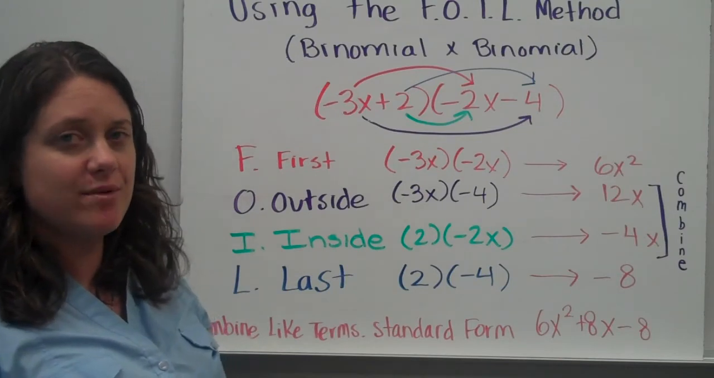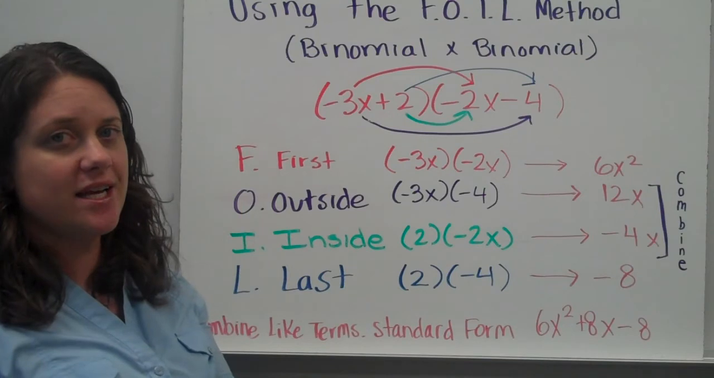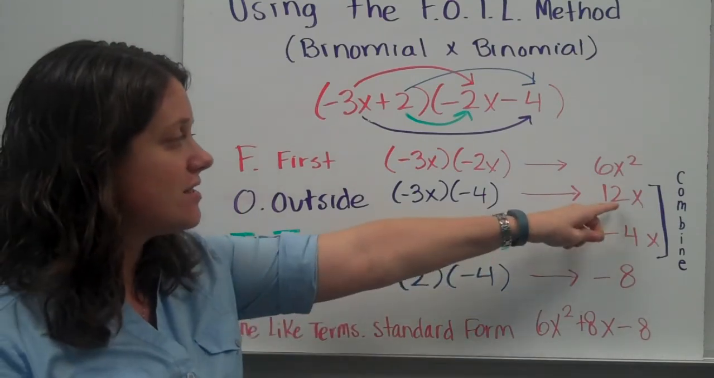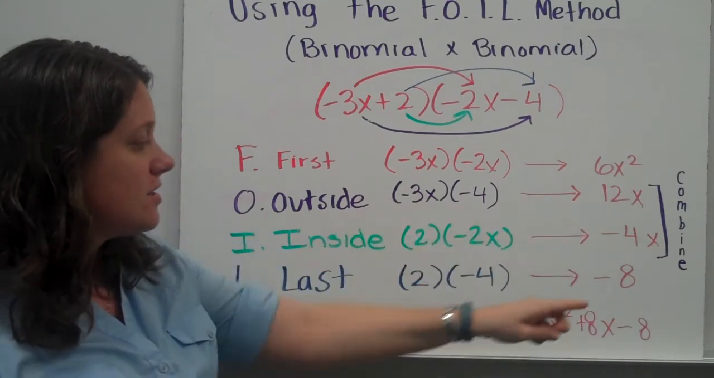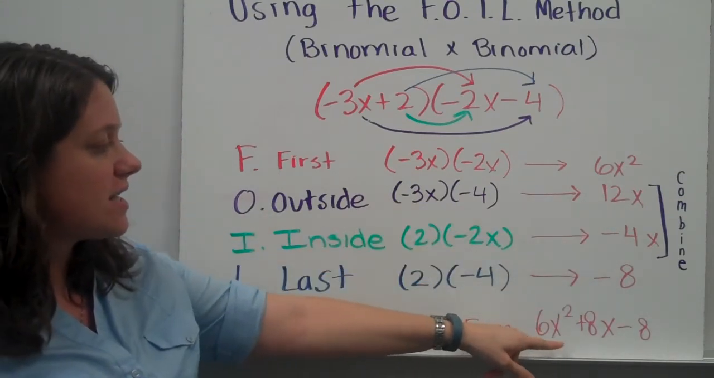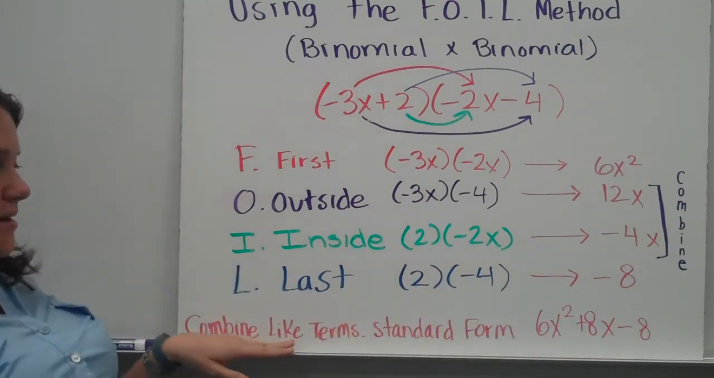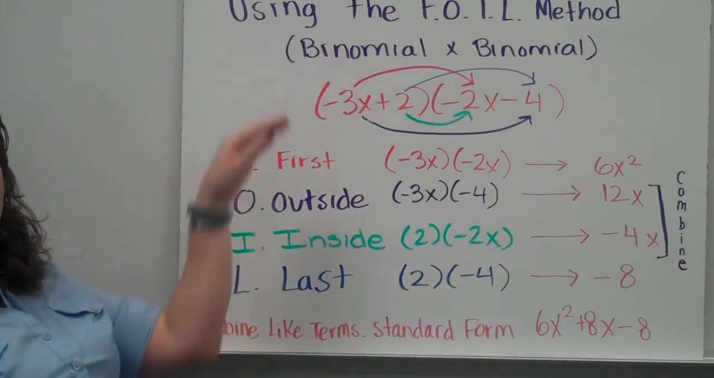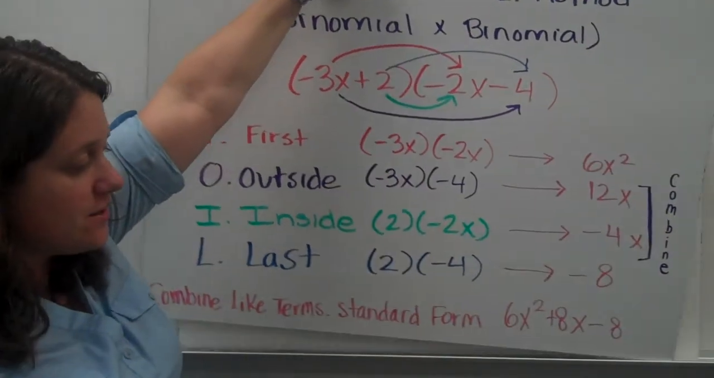Okay, so instead of a table, I just have this list of terms. And then I can go ahead and combine them together. So I have, these are like terms, so I can combine those together and I'd get 8x. So then I put it in standard form, 6x squared plus 8x minus 8. And remember, always combine like terms and then put it into standard form. So I'm going to do two more examples for you of FOIL.